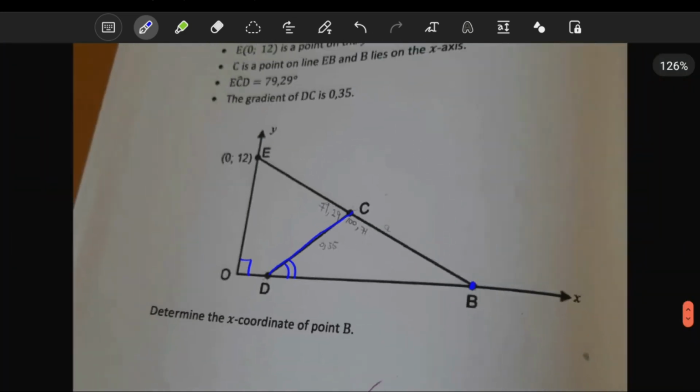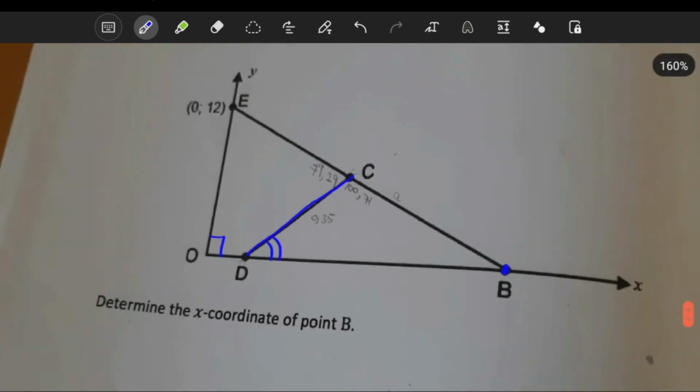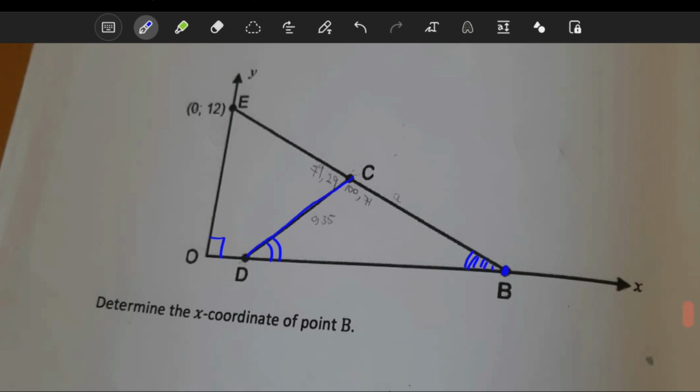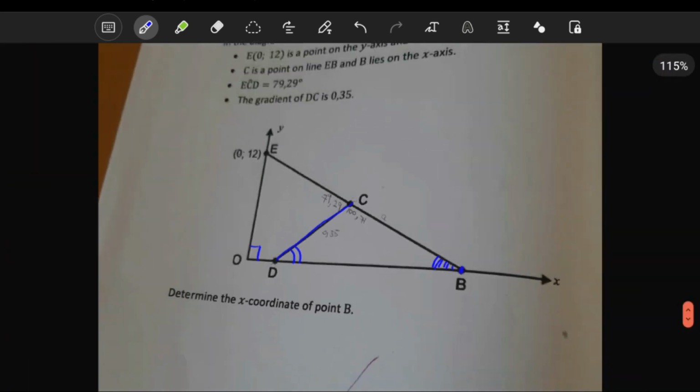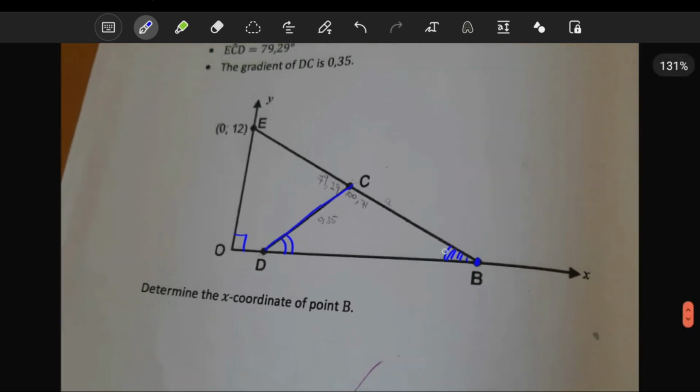We can easily get it because we have the gradient there. So we'll have this angle and that angle. What if I also have this angle? Then I can use it to get the gradient of the line EB, and with the gradient of EB and the y-intercept, you can get the equation of the line EB and then use that to get B.